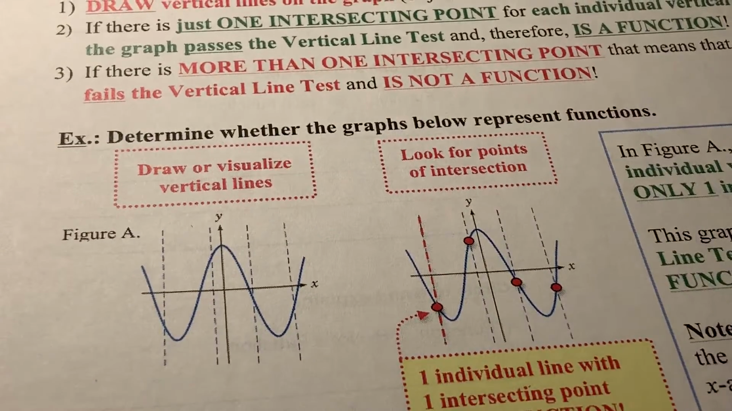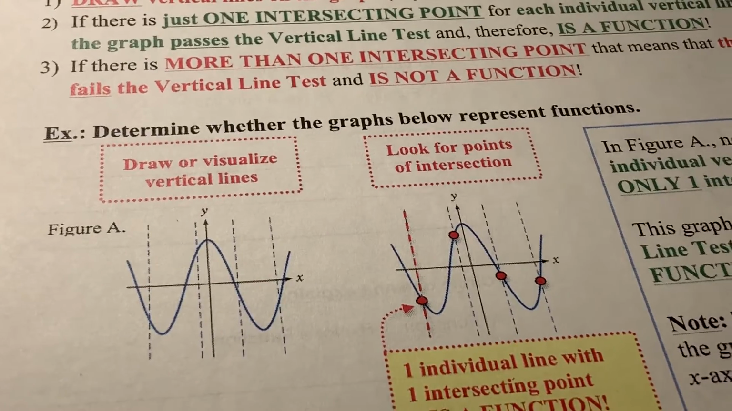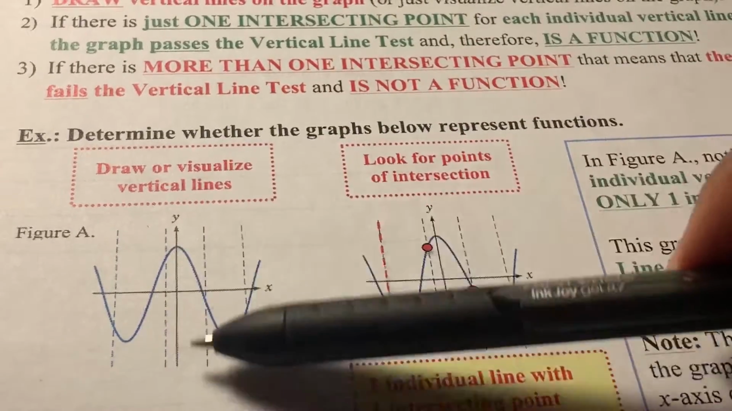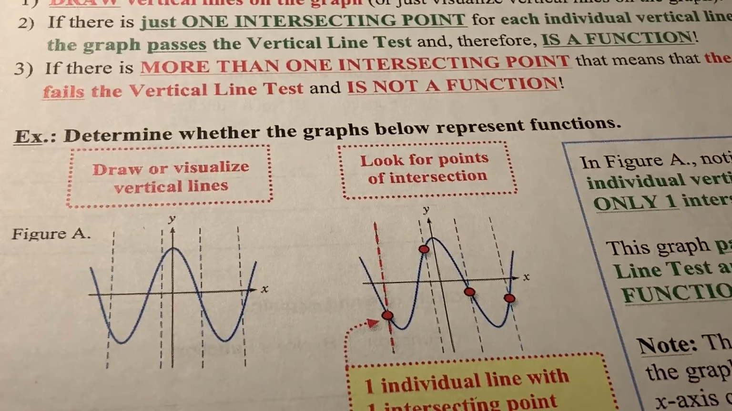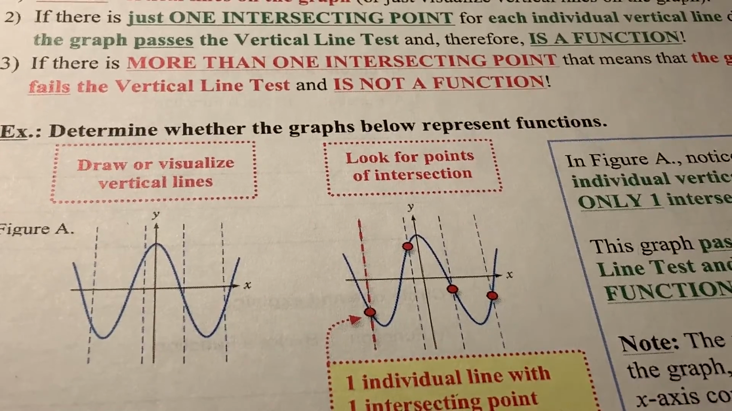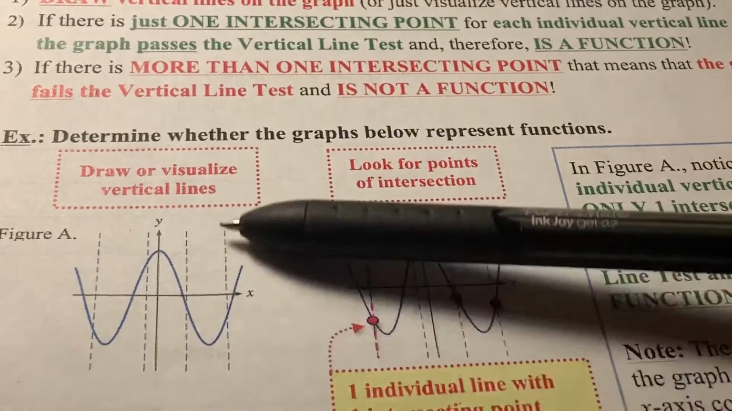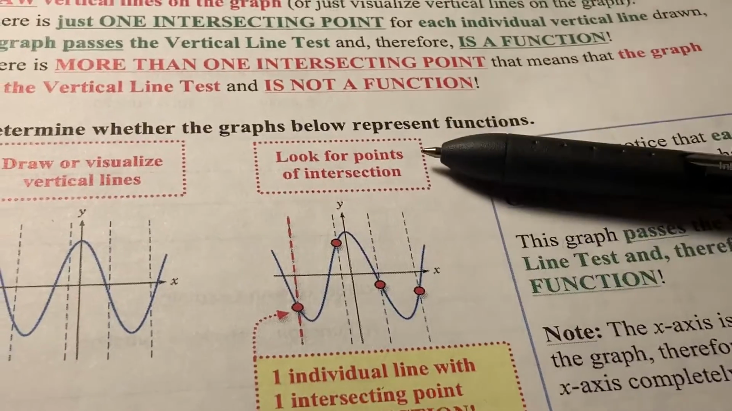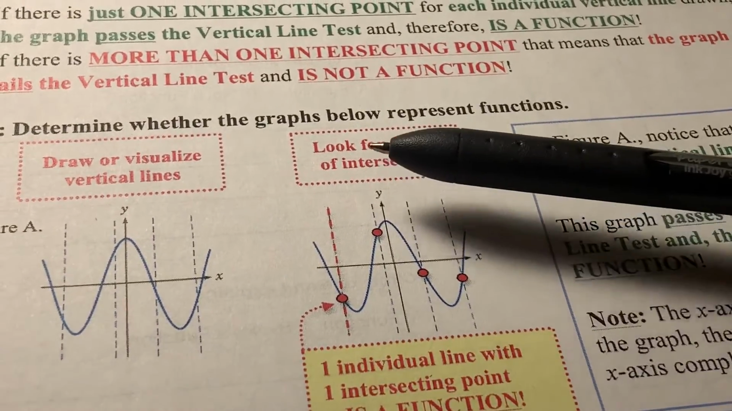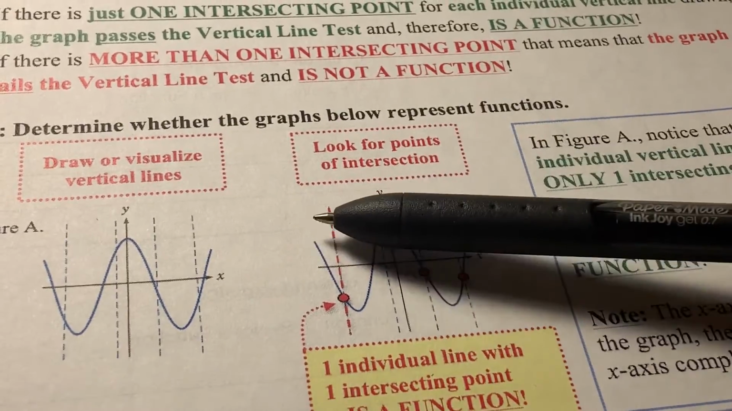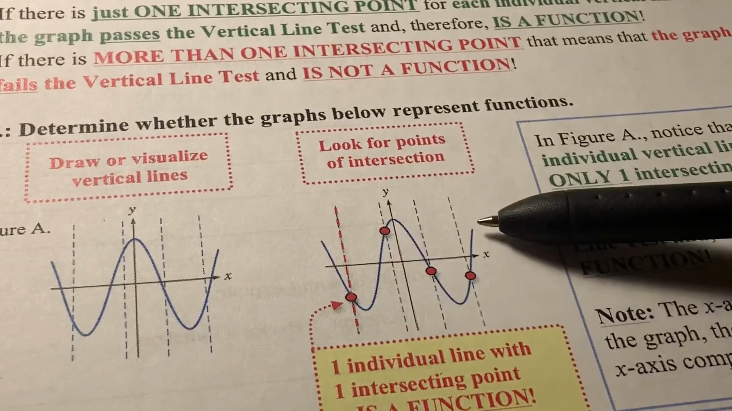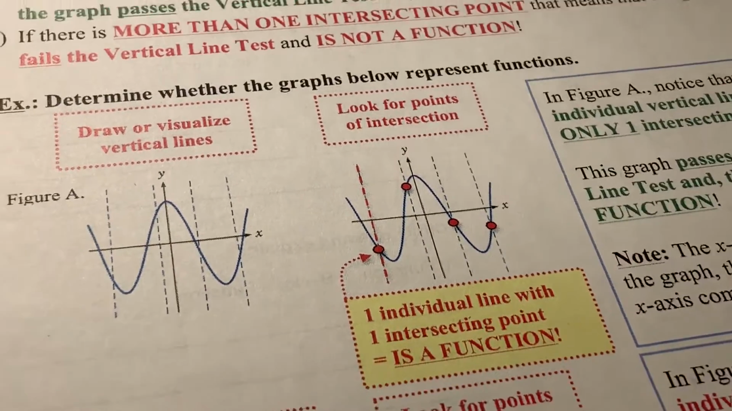Now, some of you are wondering, well, Mr. Barbier, how many do you make? Guess what? You only really need to make one. Here I have 4 of them drawn, but I'm only doing that just to teach the topic. Once you get the topic down, you're going to say, wait a minute, this is super easy. So after we draw or visualize our vertical lines, look for points of intersection, meaning where do I see my vertical line intersecting the graph, the blue wavy line that makes up my graph.